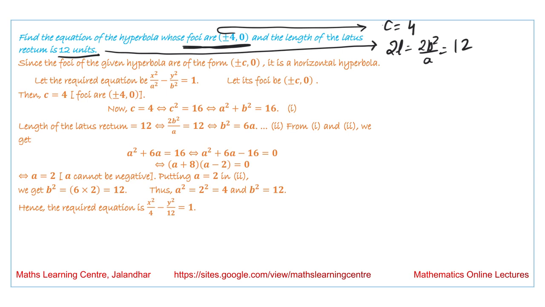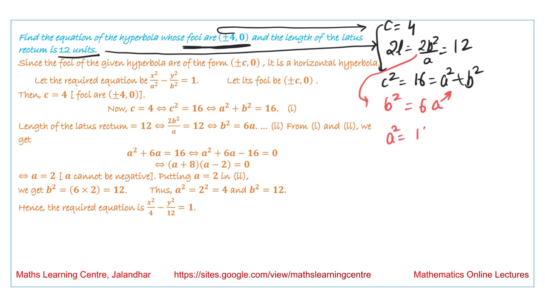So from this value we can write c square is equal to 16, and this is equal to a square plus b square, and from this equation we obtain b square is equal to 6 times a. If we substitute this value over here, we are writing a square is equal to 16 minus 6a. So this is a quadratic equation, and we can write a plus 8 into a minus 2 is equal to 0. So we are obtaining two values of a: one is a is equal to minus 8, and one is a is equal to 2.